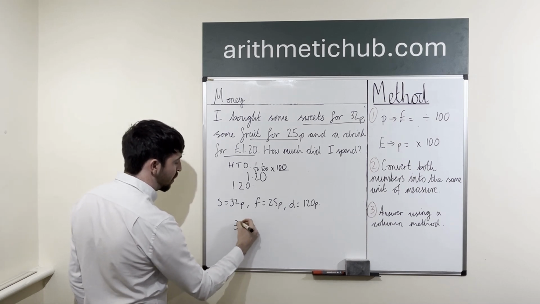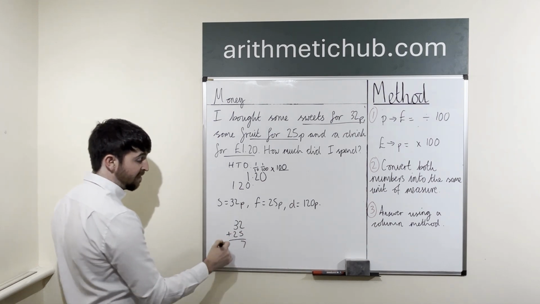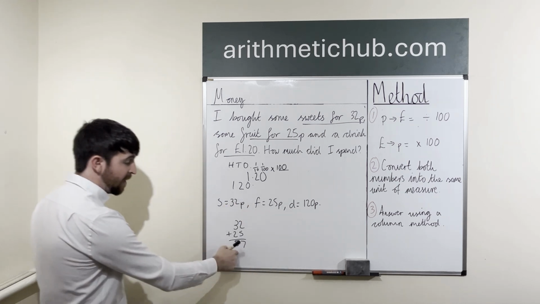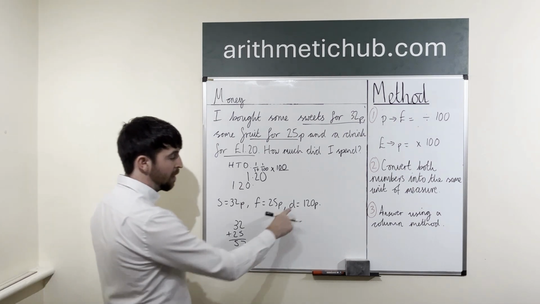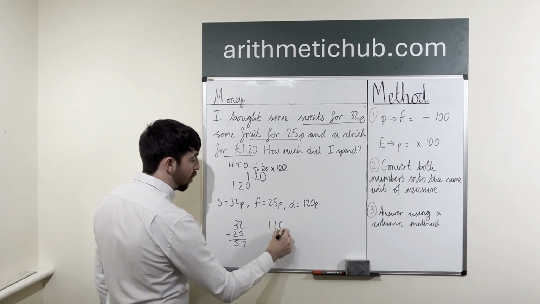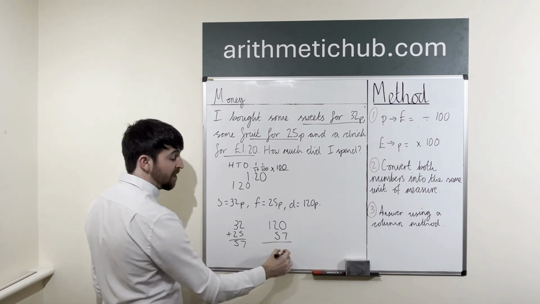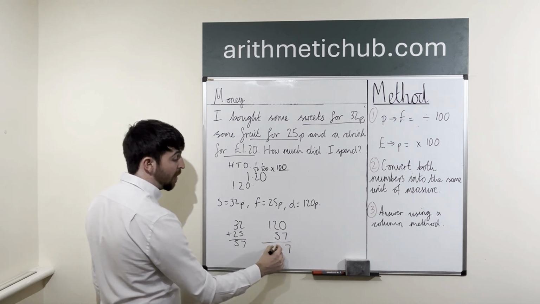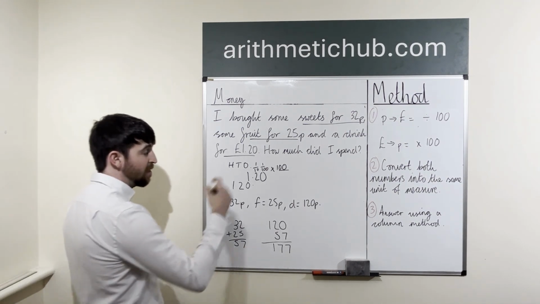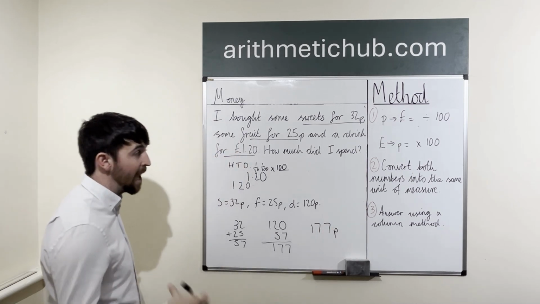All I'm going to do is 32 add 25. 2 add 5 is going to give me 7, 3 add 2 is going to give me 5. So I know the sweets and the fruit added together is going to give me 57p. And then what I would do is add that price to the price of a drink. 120 pence, and I'm going to add on 57p. 0 add 7 is going to give me 7, 2 add 5 is going to give me 7, and 1 add nothing is going to give me 1. So the price of all of them in total would be 177 pence when we've added them all together.